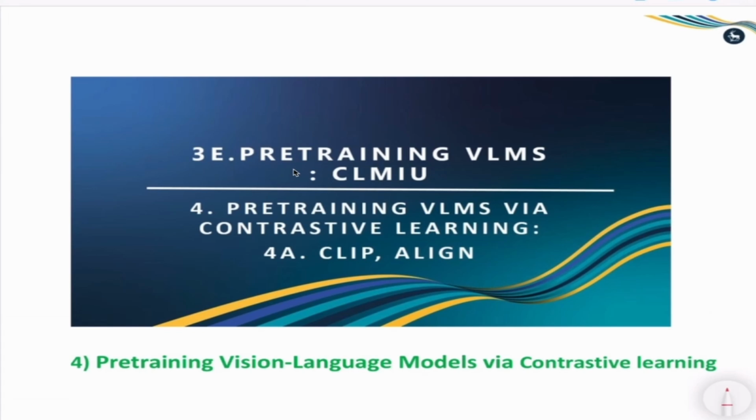So we have already looked at pre-training of vision language models, which are autoregressive, and they are very good. And now we'll look at the next family of vision language models, which use contrastive learning. One of the first methods we look at is CLIP and ALIGN.